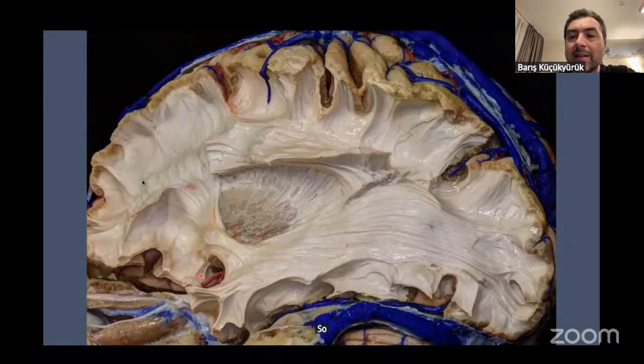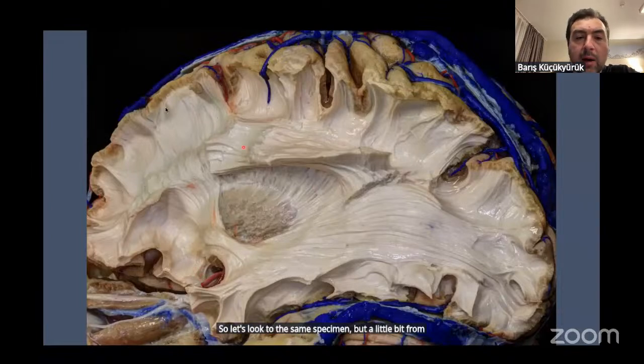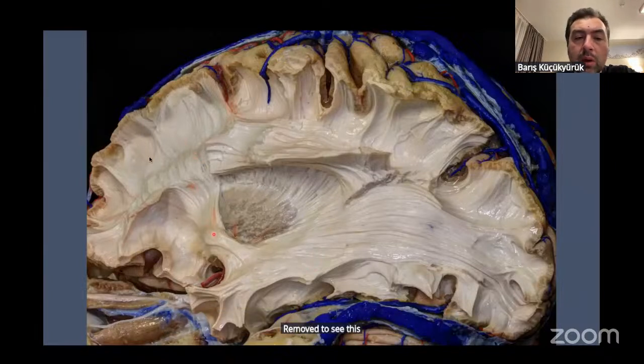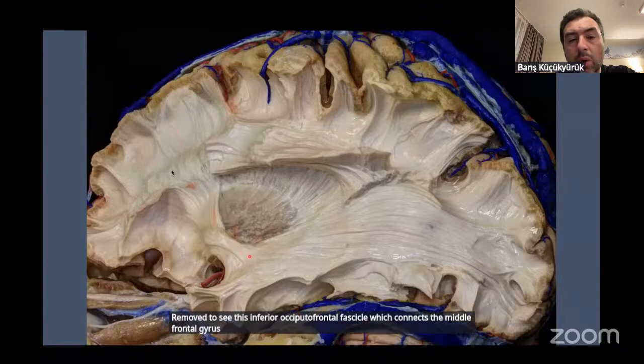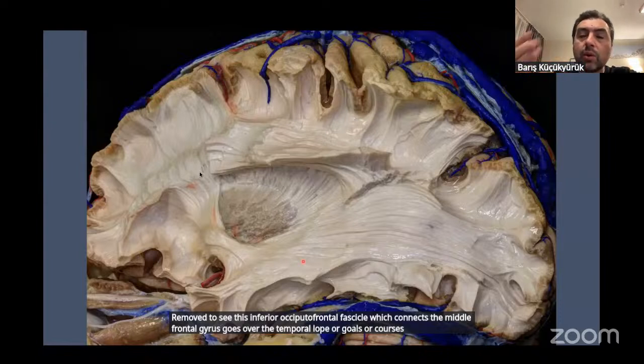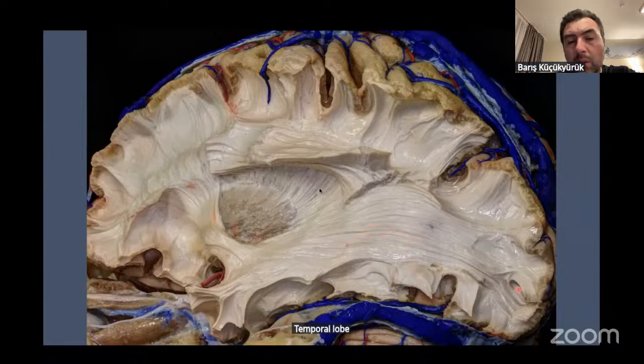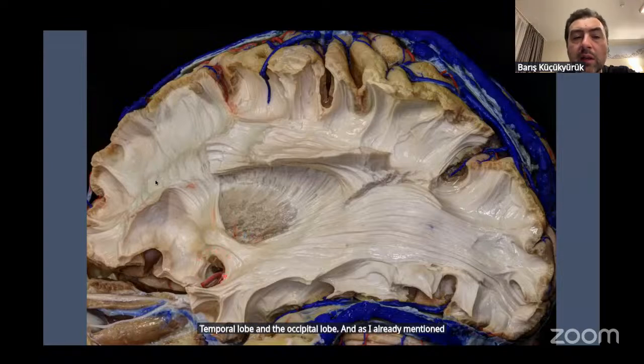So let's look at the same specimen, but a little bit from far away. The first thing we see here is the superior longitudinal fasciculus, but its anterior connections to the Broca area and posterior connections to the Wernicke area or the Heschl gyrus are removed to see this inferior occipitofrontal fasciculus, which connects the middle frontal gyrus, courses through the roof of the temporal horn and goes all the way back to connect the posterior part of the temporal lobe and the occipital lobe. And as I already mentioned, there is the uncinate fasciculus anteriorly.